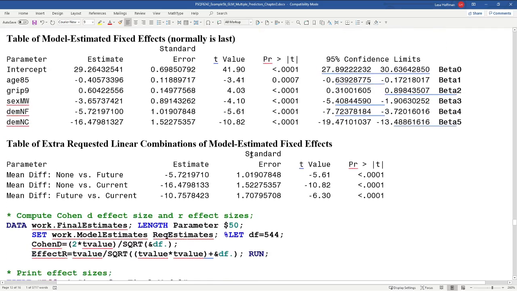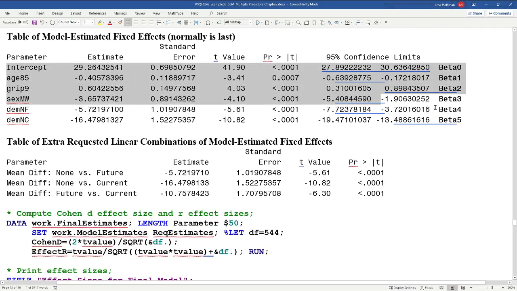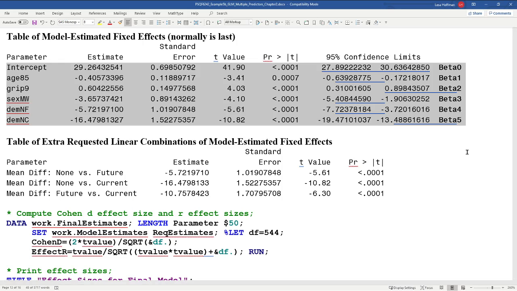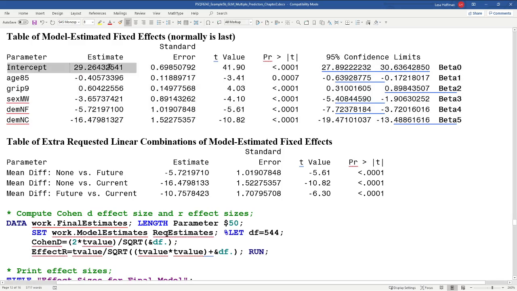In terms of the model, here's our solution for the fixed effects. So these are the coefficients that you get just from asking the model to be estimated. So the fixed intercept is always the expected outcome when all your predictors are 0. So based on the centering points of the predictors, cognition is expected to be 29 for somebody who is age 85 with 9 pounds per square inch of grip strength, who is a man, and who does not have dementia. That's our "you are here" sign reference point for the model.